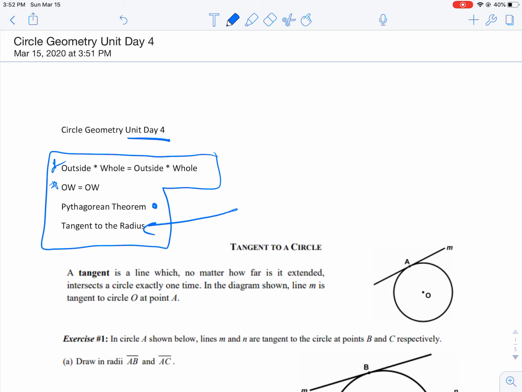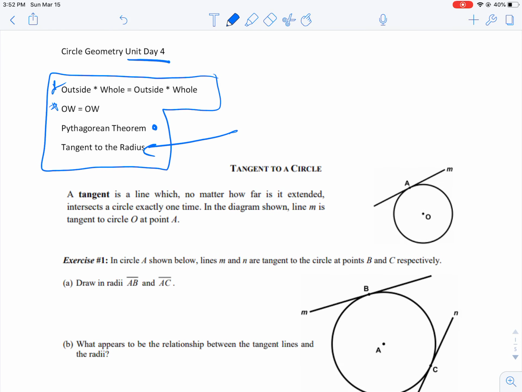I'm going to introduce tangent to the radius. So, tangent to a circle. A tangent is a line which, no matter how far it is extended, intersects a circle exactly one time. Diagram shown, line M is tangent to circle O at point A. So it crosses, this line intersects this circle at exactly one point.